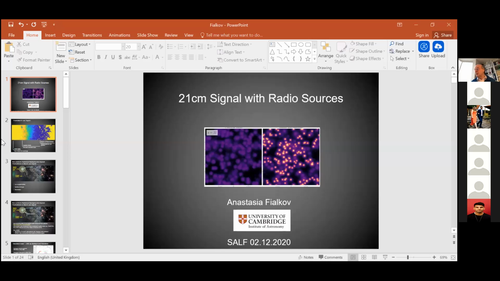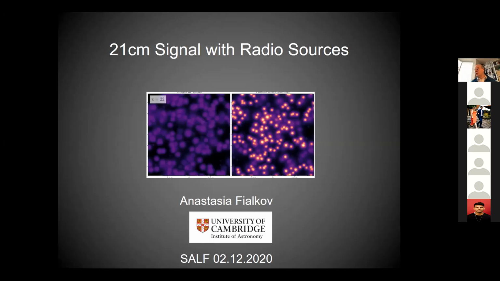And then I would like to invite Anastasia Fialkov from the University of Cambridge to give her presentation to us. And Anastasia is going to talk to us about high redshift radio galaxies, a potential new source of 21 centimeter fluctuations. Anastasia, thank you very much.